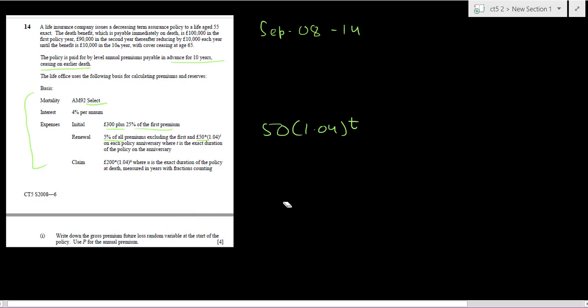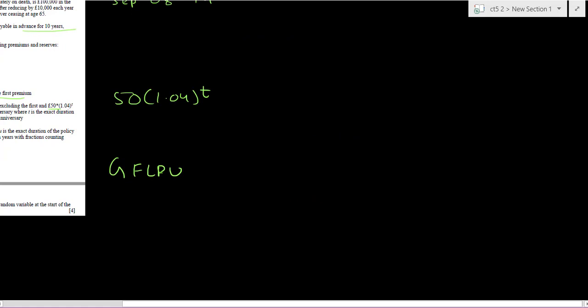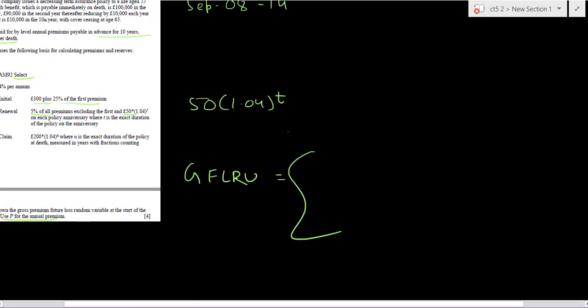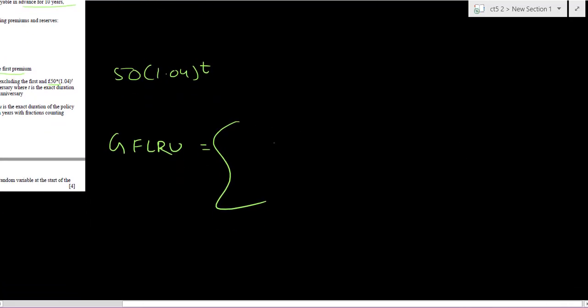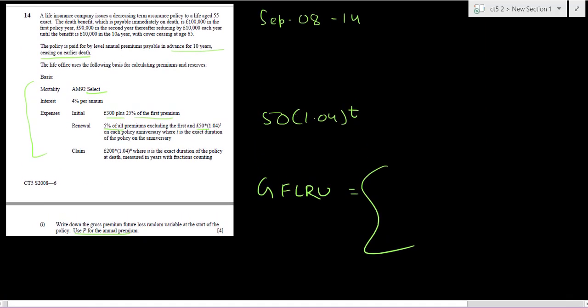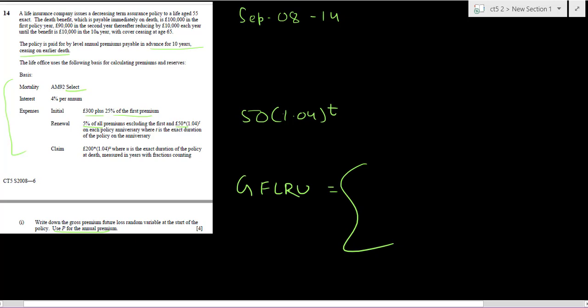Okay, so let's look at the present value, the gross future loss random variable, and they're saying use P for the annual premium, since we haven't calculated the premium as of now. So this is in two cases. Let's look at the two cases. Again, it would be the PV of benefits minus the PV of premium plus the PV of expenses. So let's talk about the benefit to begin with.